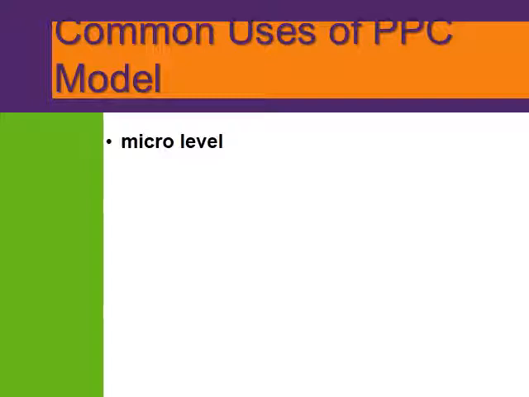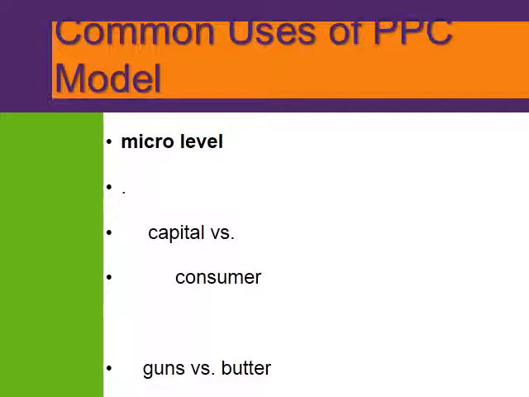However, we can also look at macroeconomic level problems. Two common ways to look at the macroeconomic problem of production possibilities of a country are capital versus consumer goods and guns versus butter. Capital goods are goods used by businesses to create other goods. Consumer goods are goods purchased by consumers in stores or other markets. Guns versus butter is looking at military goods versus civilian goods.